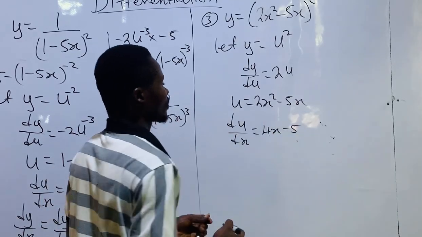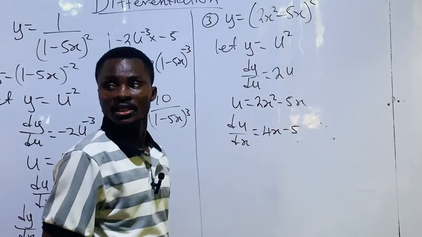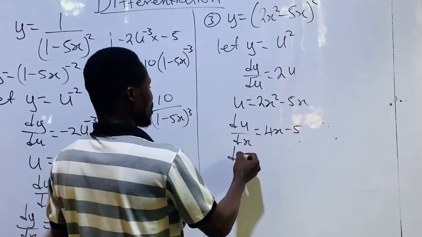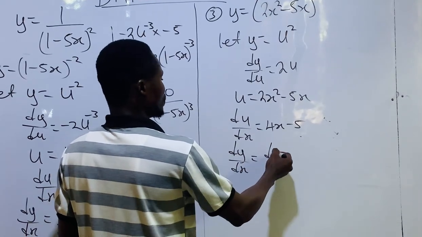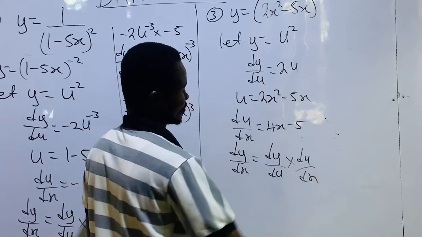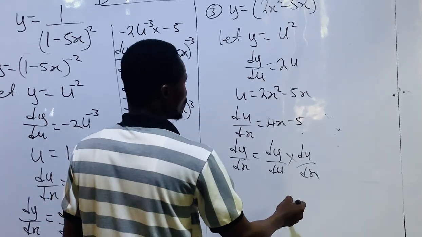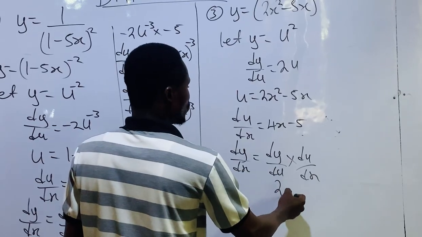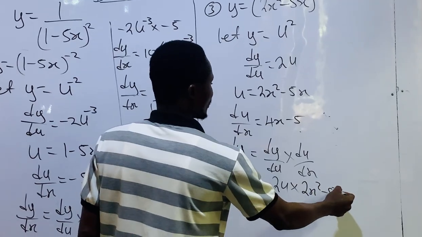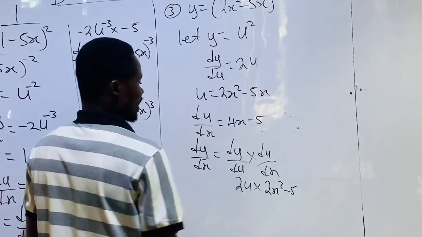4x minus 5. Now since we are done with our differentiation, we have to just go and put it into the chain rule as we have studied from examples 1 and 2. So our chain rule equal to dy over du times du over dx. So we substitute what we have differentiated over here. So our dy over du, we have 2u times 4x minus 5. So this will multiply this.